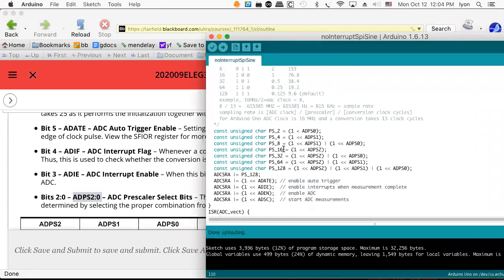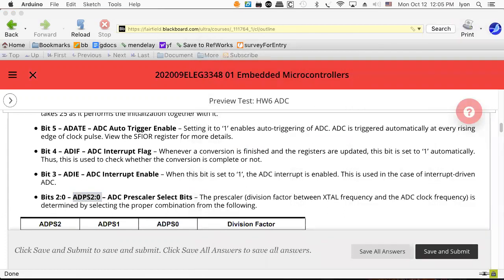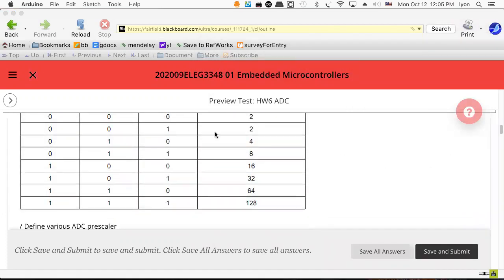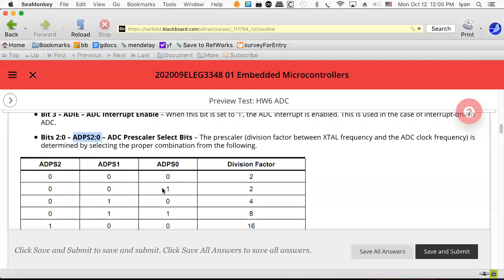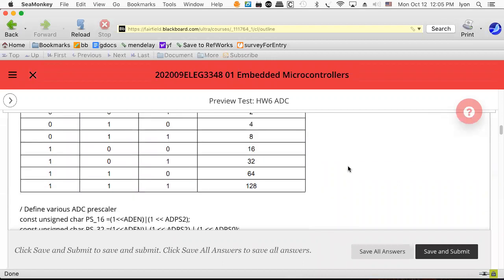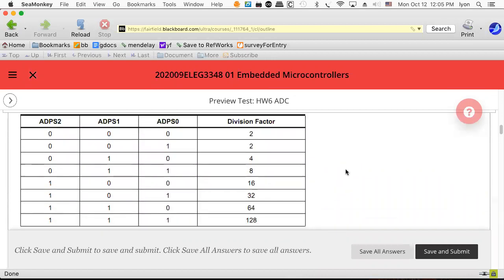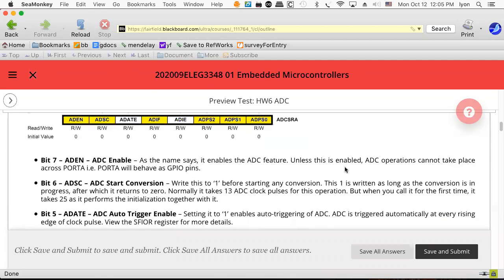This PS is for prescaler. And now we can see ADPS0 being set to a 1 is going to give us a divide by 2. And so here it is being set to a 1, and it gives us a divide by 2. In fact, if we set it to a 0, it's going to be a divide by 2 because that's the minimum we can use for our prescaler, is divide by 2. So that's kind of an interesting thing. So now you've got all your divide stuff in there.